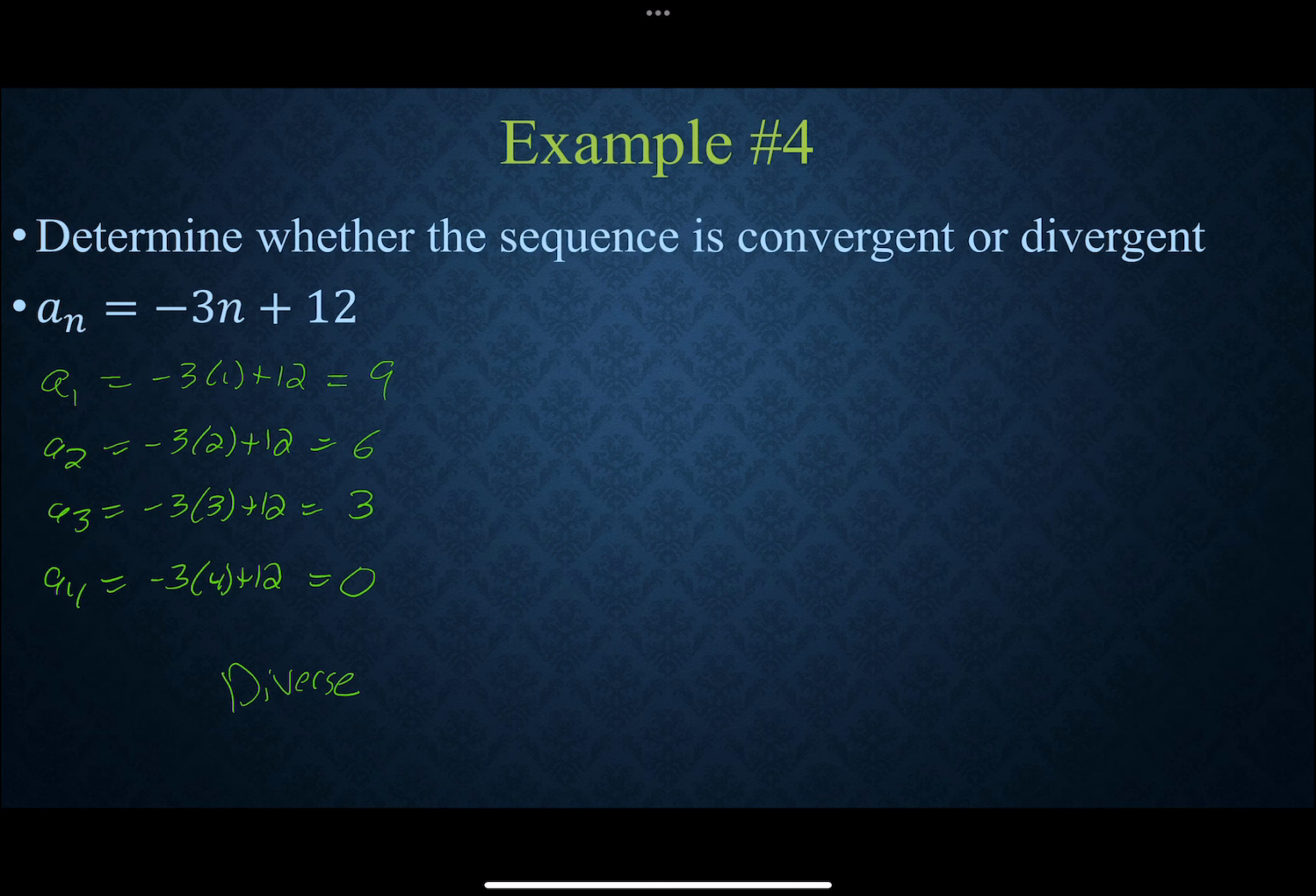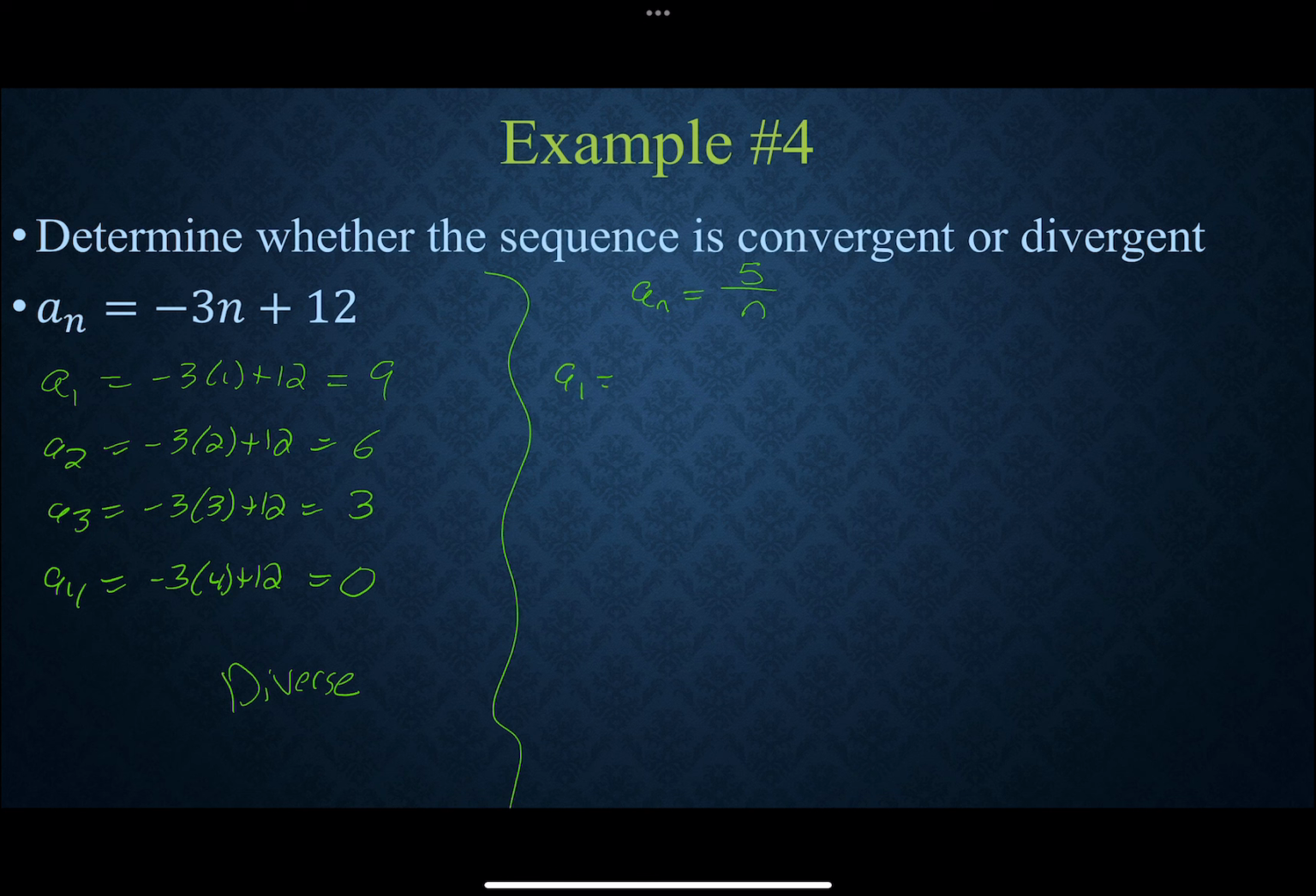If you want to look more at converging, that might be more along the lines of something like, let's see, make something up kind of on the spot. Let's say we have something like this: a_n equals, let's say, 5 over n.